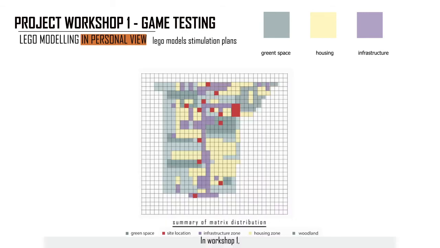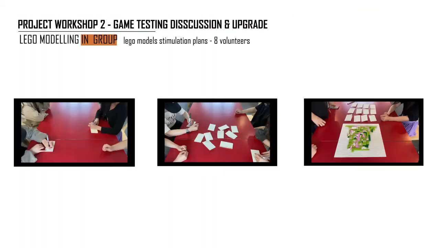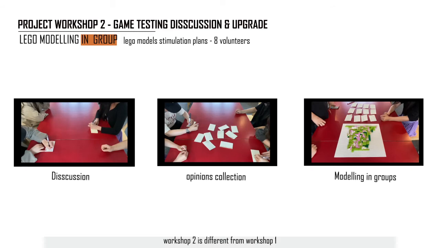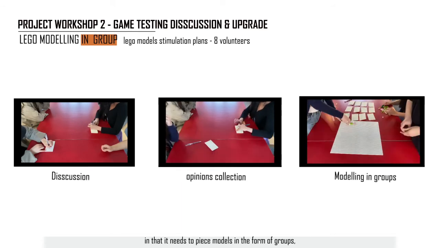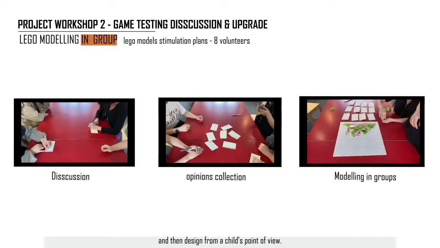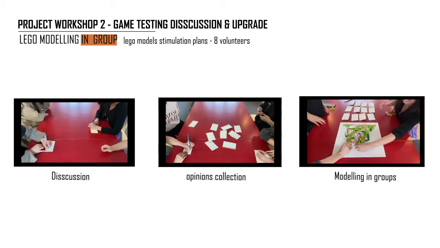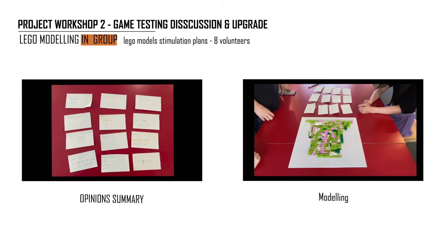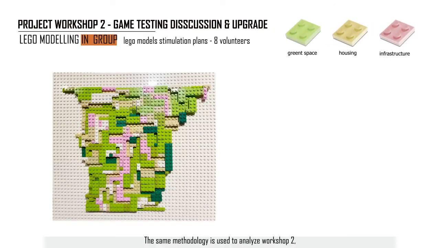In Workshop 1, participants planned the residential areas and infrastructure mostly in the area of the original village, with a focus on the site center. However, Workshop 2 is different from Workshop 1 in that it needs to piece models in the form of groups, work together after discussing ideas and planning, and then design from a child's point of view. The same methodology is used to analyze Workshop 2, and an abstract matrix diagram is created.